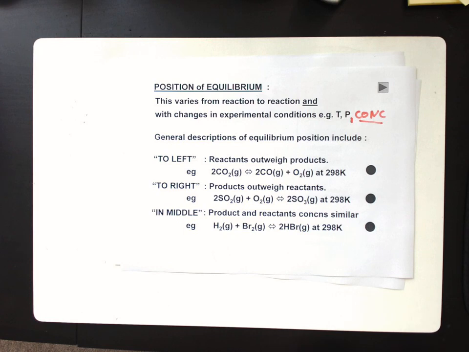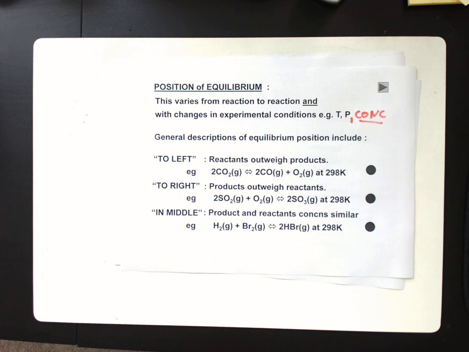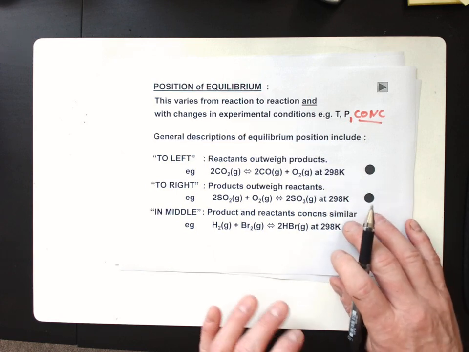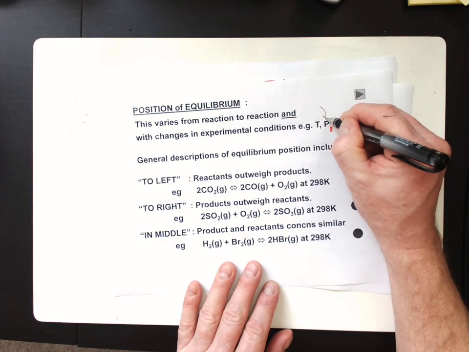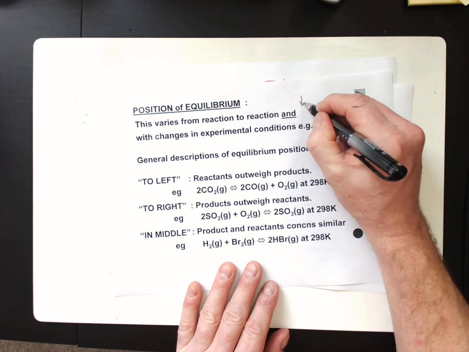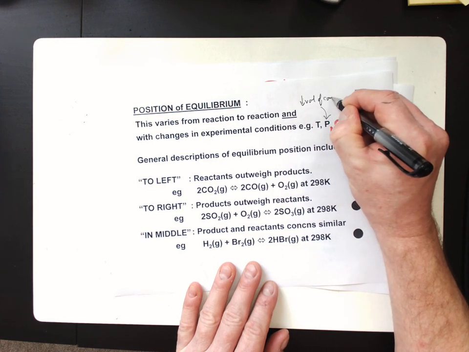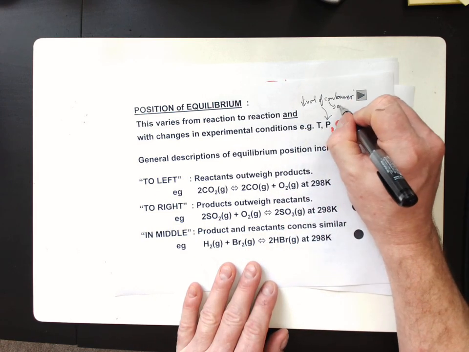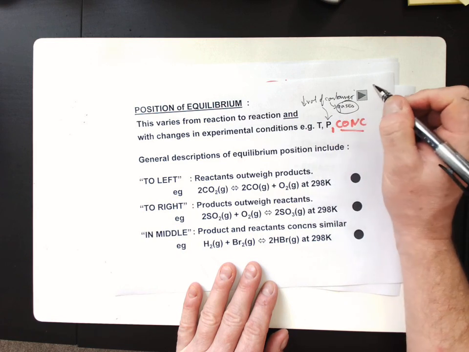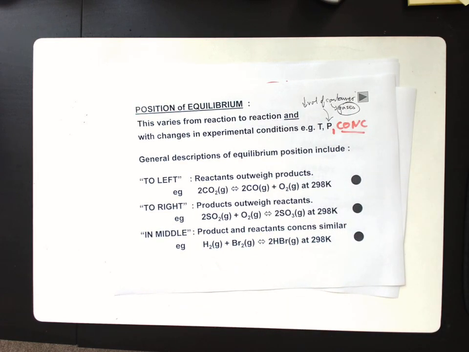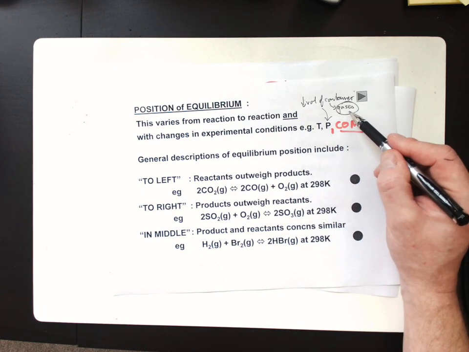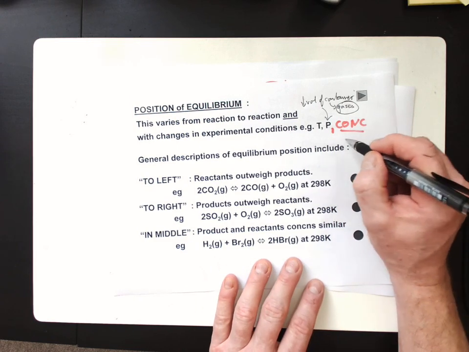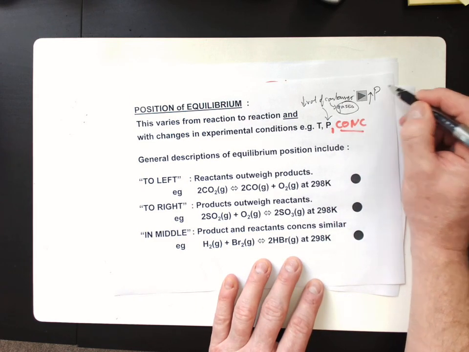Now, when examiners are feeling a little bit devious, and they're talking about pressure, they may not talk directly about pressure. They may talk indirectly. Now, what might they say? Well, in terms of pressure, they may say things like reduce the volume of a container. Now, this is where you need to be careful: if that container contains gases, because remember, it's only going to be gases that are going to be affected by pressure. If I reduce the volume of a container and that container contains gases, well, what am I doing to the pressure? Well, if I reduce the volume, I will increase the pressure.